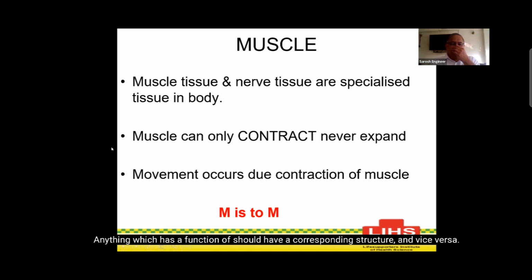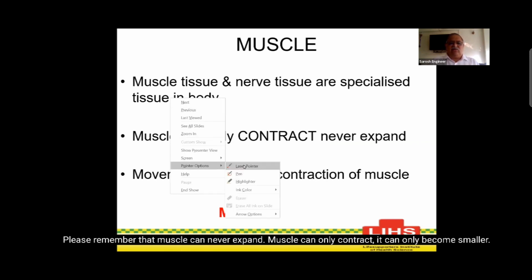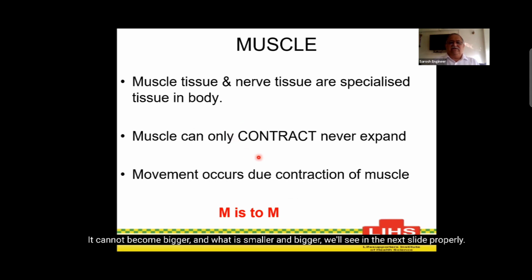Now, the speciality of the function of muscle is that muscle can only contract. It can never expand. Please remember that muscle can never expand. Muscle can only contract. It can only become smaller. It cannot become bigger. And what is smaller and bigger, we will see in the next slide properly.